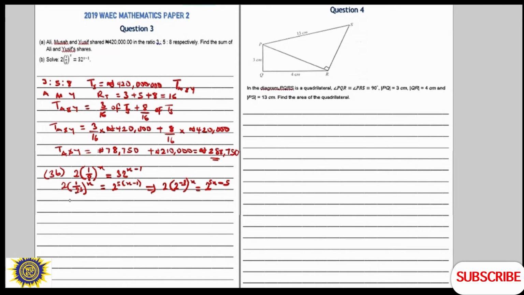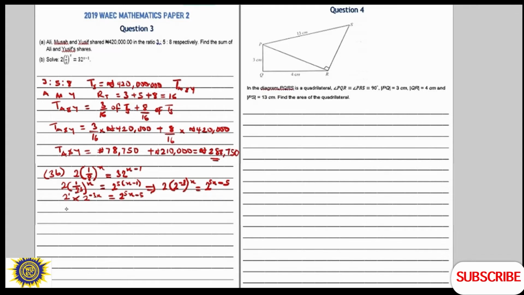So here now you have 2, and you can remove this bracket. I have 2 times 2 raised to power minus 3x equal to 2 raised to power 5x minus 5. Having done that, you can apply the law of indices: when you multiply numbers of the same base, you add their indices together. So this one is 1.